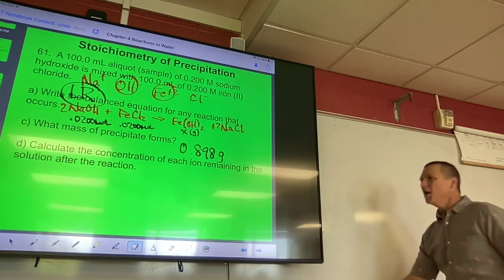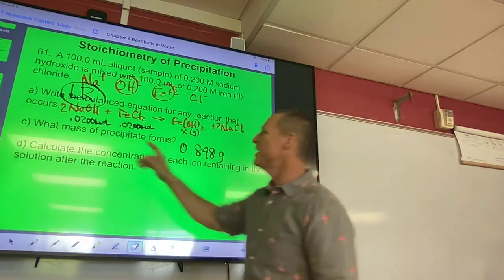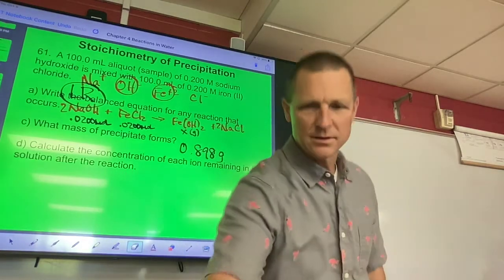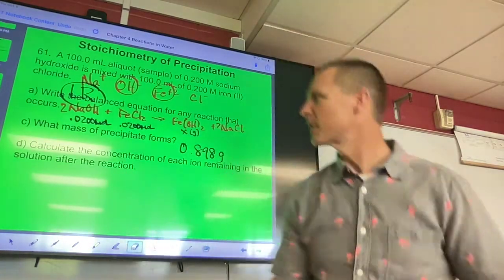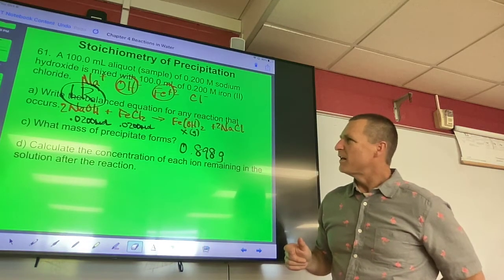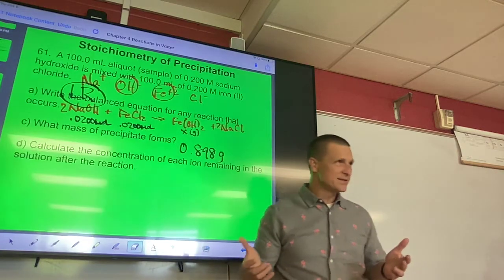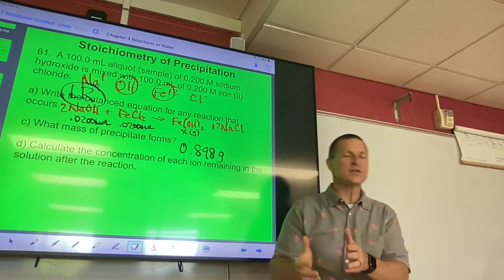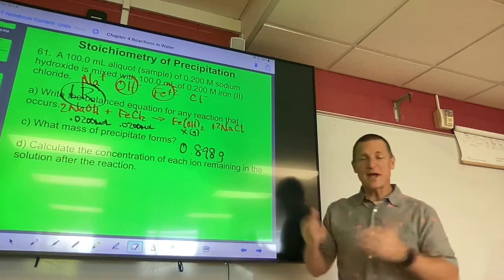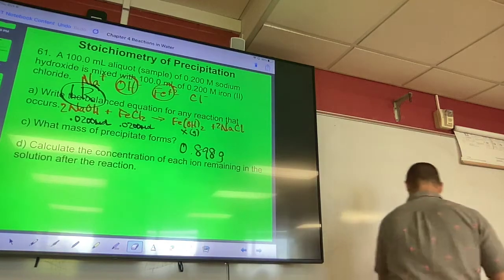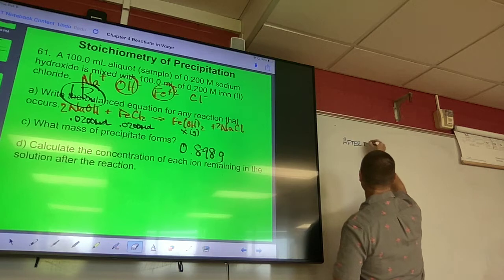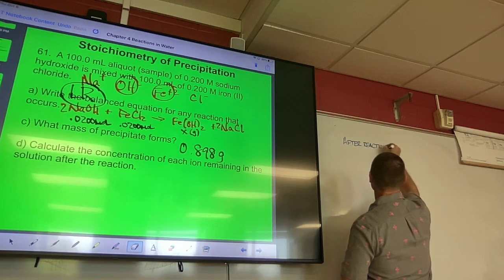Question D. What is the concentration of each of the 4 ions when the reaction is over? We're going to get 4 different answers. We need a concentration of sodium, of hydroxide, of iron, and of chloride. So we have to do those 4 individually. Keep in mind this is after the reaction. I'll tell you why I'm trying to make that very clear in a moment.